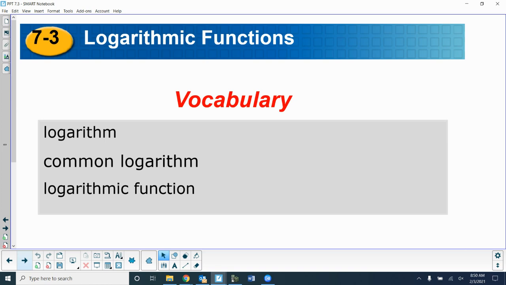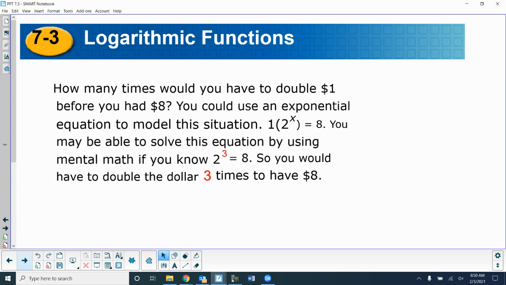Okay? So we'll talk about common logarithms and what a logarithmic function is. How many times would you have to double a dollar before you had $8? You could use an exponential equation to model this. We start with a dollar, and then we're doubling it each time, right? So our base is 2, our exponent is x, to get 8. You may be able to solve this by mental math if you know 2 to the third is 8. So you would have to double the dollar 3 times to have $8. We got a dollar, I double it the first time, $2. Second time, $4. Third time, $8, right?